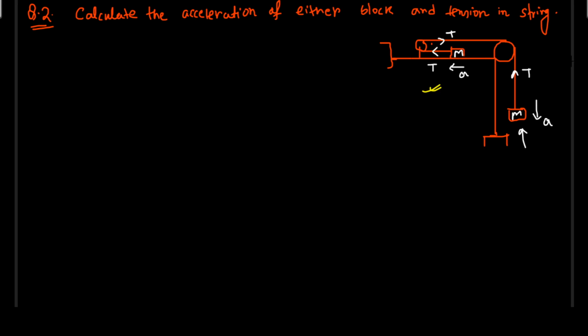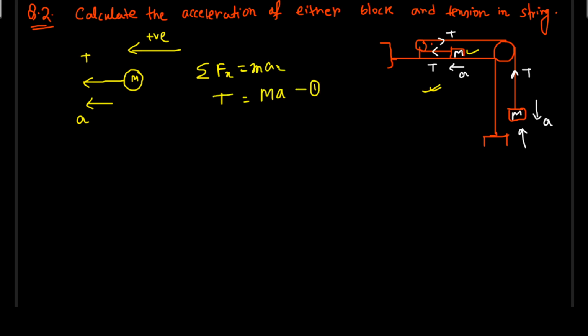Okay, so for this mass, what will be the free body diagram? This is capital M, and the force acting on it along this direction is T, and the acceleration is also along this direction, that is A. As the motion is along the horizontal direction, we don't need the forces along the vertical direction. If we take this direction as positive, then using the equation summation Fx is equal to Ma, here summation Fx is only T, the mass is capital M, and the acceleration is A. So this is our equation 1.